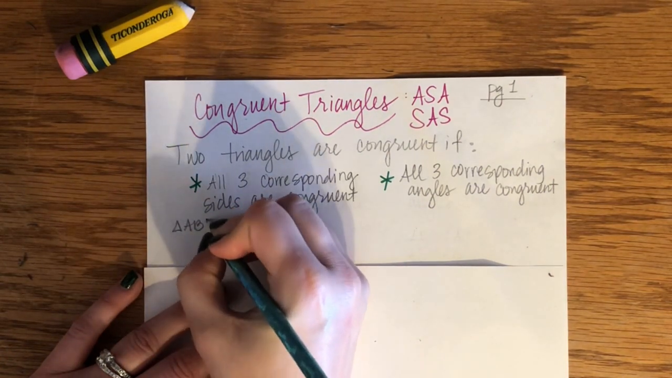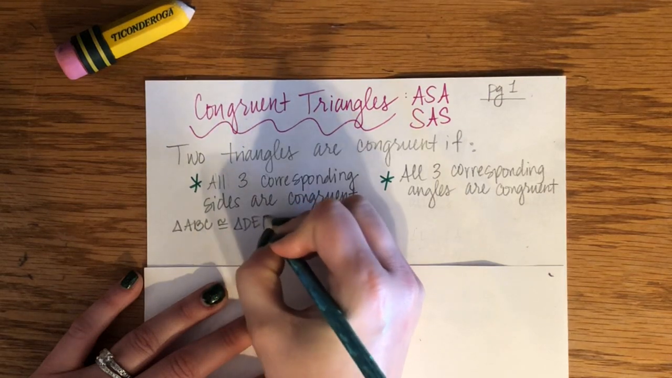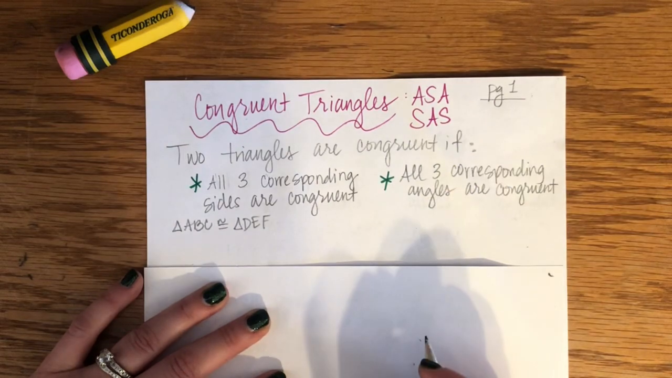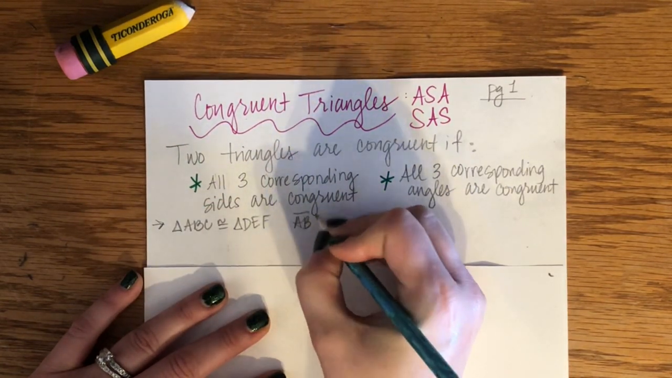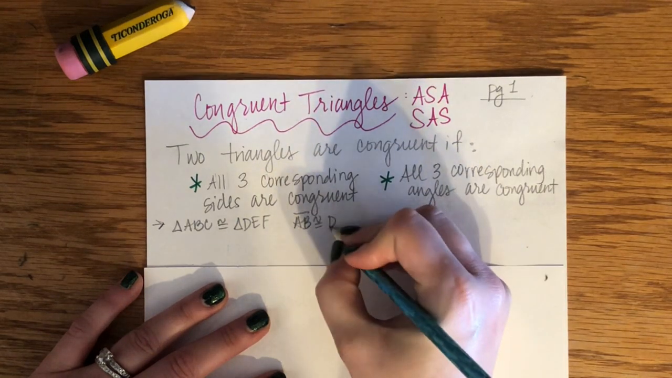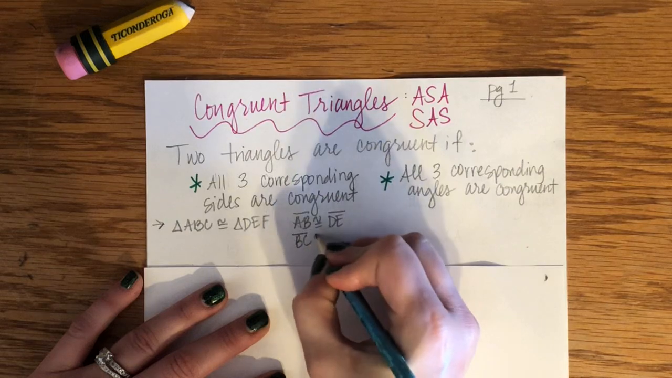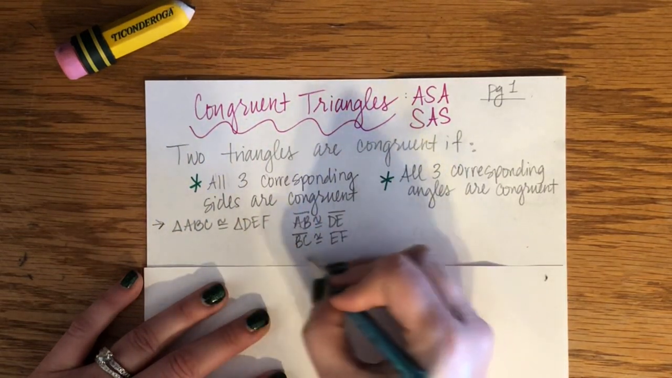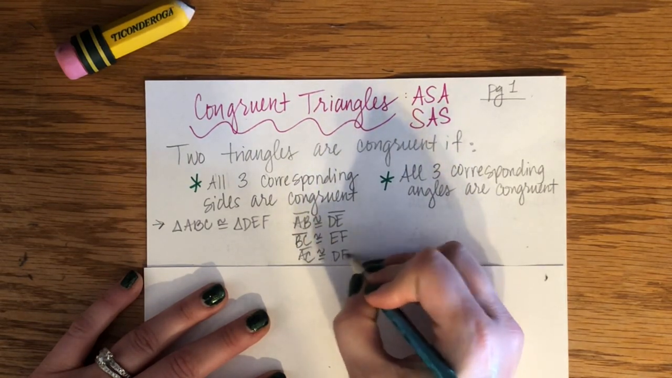So when you took your last test, what you had to do was look at a congruency statement like this: triangle ABC is congruent to triangle DEF. And then you had to make 3 statements about the sides and 3 statements about the angles. So what you did is you said side AB is congruent to side DE. Then you said side BC is congruent to side EF. Then you would have said side AC is congruent to side DF.